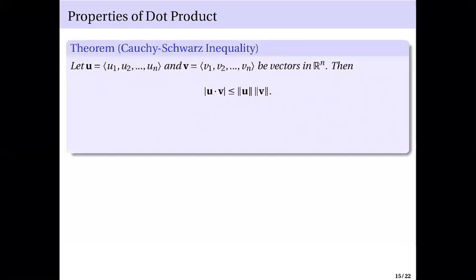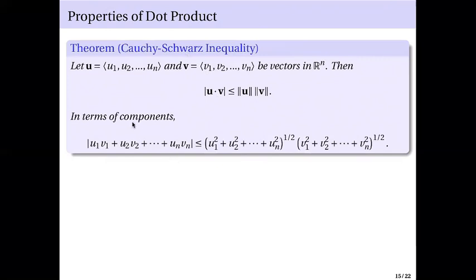Now, the bigger properties. The Cauchy-Schwarz inequality. If we have a vector u with components u1, u2 until un, and v with components v1, v2 until vn, vectors in Rn, then if you get the dot product of u and v and take the absolute value, it will always be less than or equal to the product of the magnitudes: magnitude of u times magnitude of v on the right side. On the left side, you have u dot v, then you take the absolute value. This is the Cauchy-Schwarz inequality.